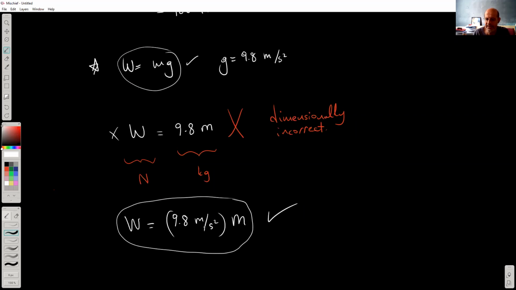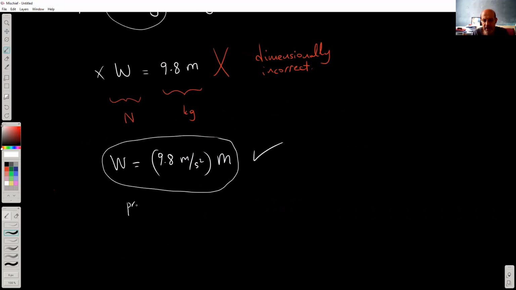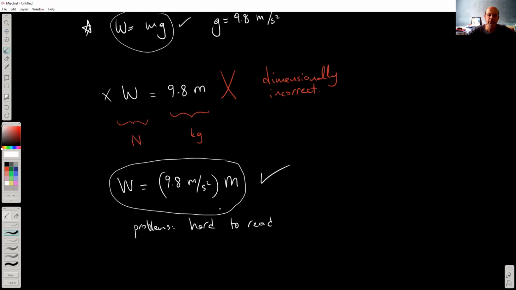But there's a problem with this. I mean, there are many problems with this. Let me say it like this. Problems. The first problem is it is hard to read. The more things you write down, the harder it becomes to understand. A simple formula like this one is actually easier to understand. The second thing is that it's not valid everywhere.